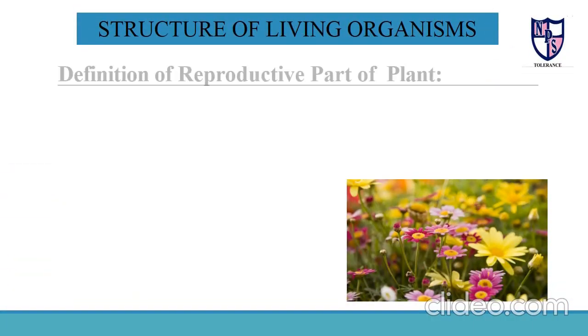Now let's move to the definition of the reproductive part of plant. Plants are majorly classified on the basis of presence or absence of flower into flowering plant and non-flowering plant. A flower is a characteristic feature of flowering plants and is actually an extension of the shoot meant for reproduction. Flowers are attractive and appear in different colors and shapes to attract pollinators who help in pollen transfer.